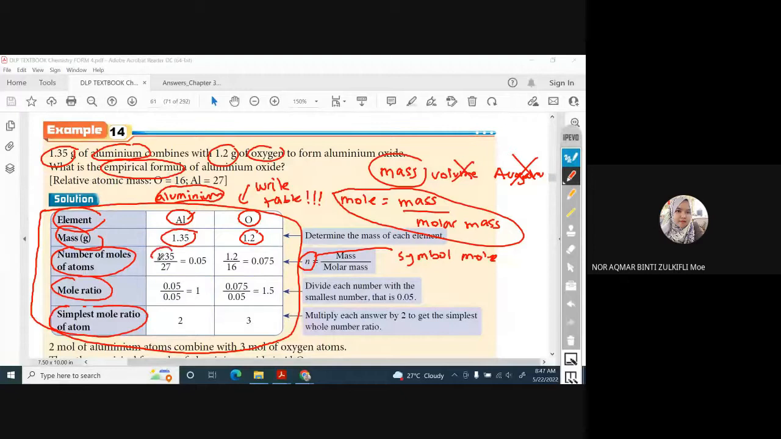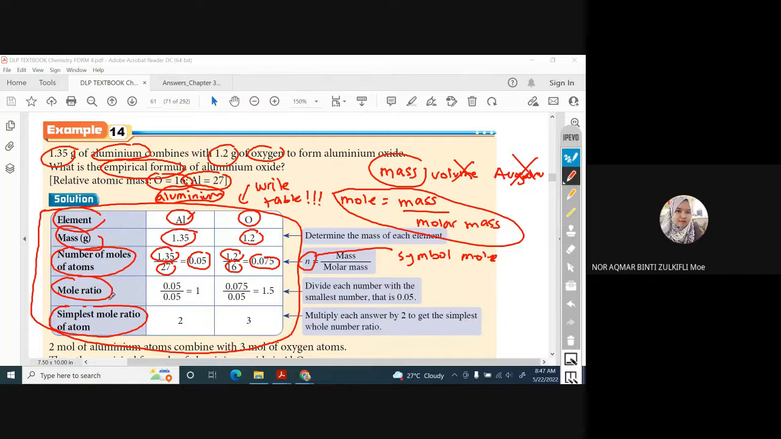So mass over molar mass. Molar mass given to you already here. And then mass of oxygen over molar mass of oxygen here. Okay, 16. Do you get the mole right?